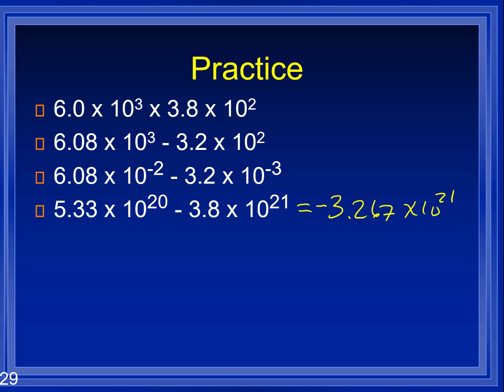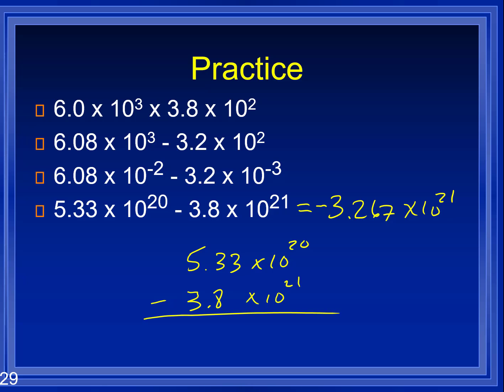Right? Okay, now I'm going to think about rounding. Where do you round it? Well, I have to write it out. 5.33 times 10 to the 20th minus 3.8 times 10 to the 21st. I usually make the big one smaller, and I usually make the 20 into a 21, but I want to show you that it works the other way too. So I'm going to make the big one smaller instead this time. So I made the 21 into a 20. Okay? Well, I made the exponent smaller, so I have to make the number bigger. So it's not 3.8, it's 38.